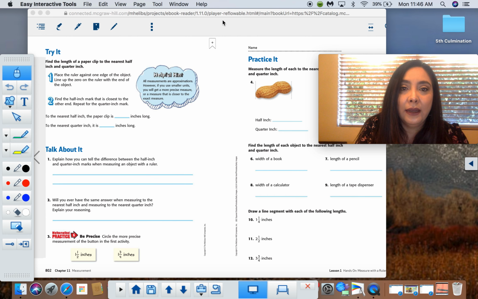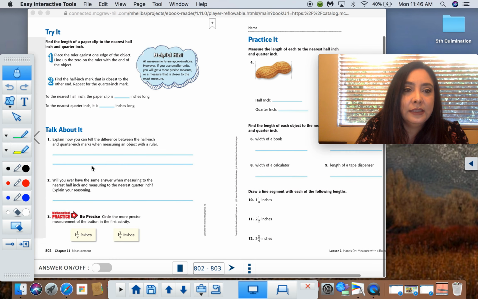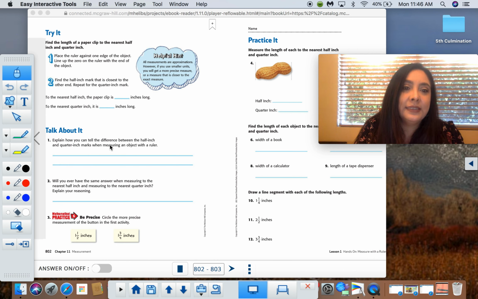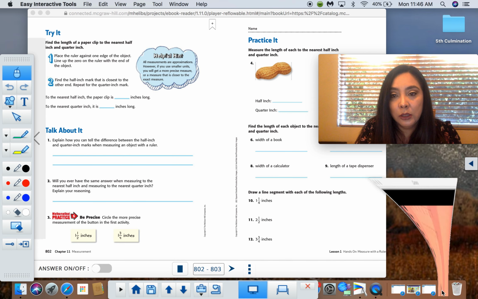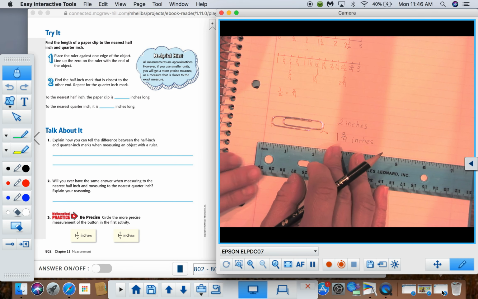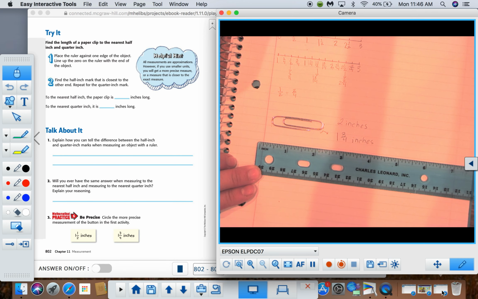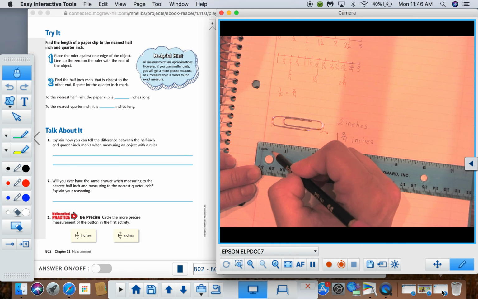Let's go back to our page 802 and let's talk about it. Explain how you can tell the difference between the 1/2 inch and 1/4 inch marks when measuring an object with a ruler. Well, if I go back and I look at my ruler, I can see that that 1/2 inch line is halfway between the inches.